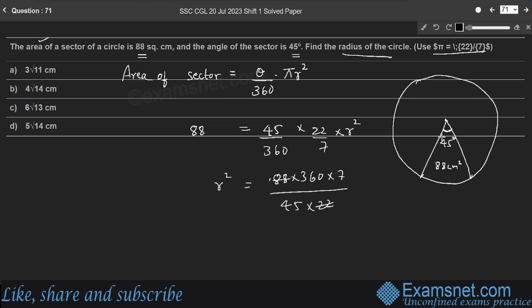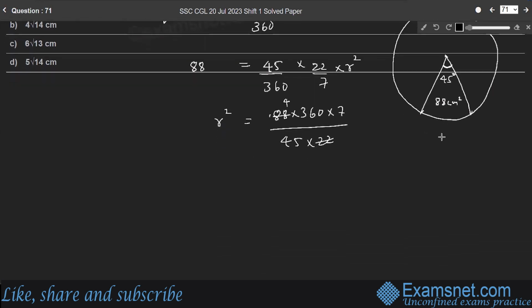So 22 into 4 is 88, right? Now consider 45, right? 5 into 9, 5 into 7, 5 into 2, right? 9 into 8, right? So we have 4 into 8 into 7 as r square, right?